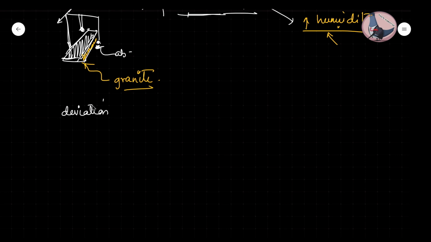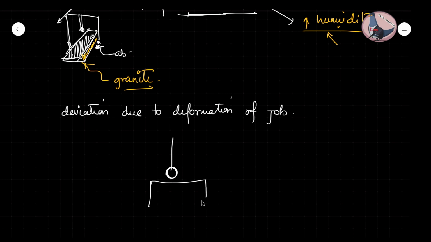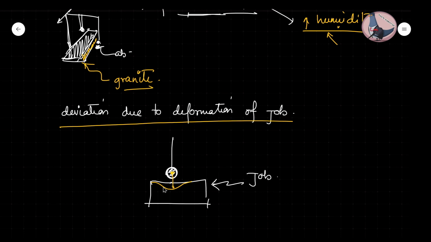Deviation due to deformation of job. What do I mean by this? Suppose this is your probing system and you have a very soft type of material. This is your job. So when this probe touches this, there will be a deformation in the job. Now this deformation will cause poor measurement. Understood? So this deviation is deformation of job.